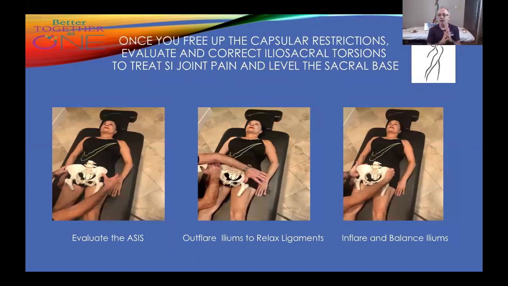So what we're going to do, and I learned this from an osteopath in Scotland. I was teaching an osteopathic conference in Scotland. And the osteopath said, Jim, if you outflare the iliums and inflare the iliums, outflare, inflare. So when we outflare, we can actually relax ligaments, inflare, mild stretch of the articular ligament. That sort of opens the gate around the sacrum to allow us to better and gently treat iliosacral torsion patterns, which if there's an iliosacral torsion, there's an unlevel sacral base, which leads to bulging, herniations, ruptures.